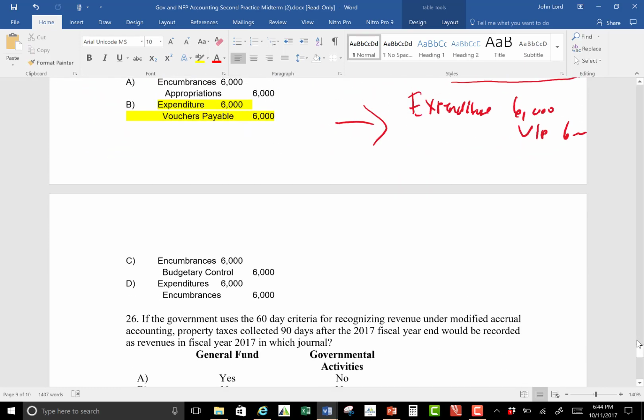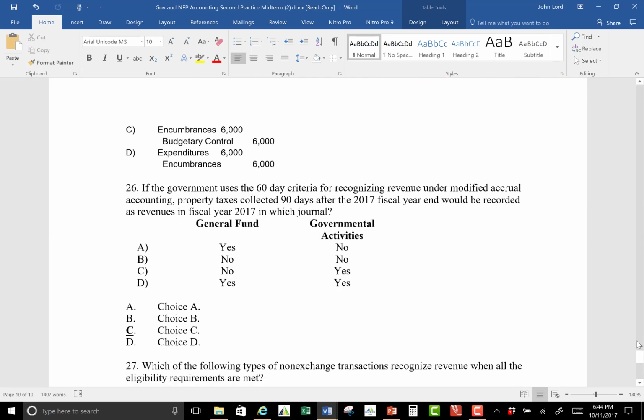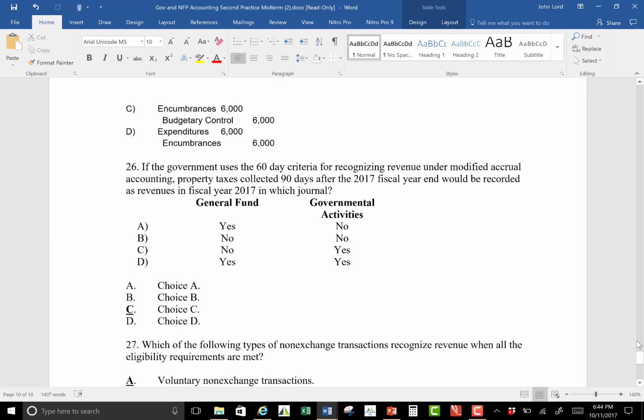Number 26. If a government uses the 60-day criteria for recognizing revenue under modified accrual accounting, property taxes collected 90 days after the 2017 fiscal year end are not revenues of the general fund using modified accrual accounting, because they went outside the 60 days, right? They would be revenue for governmental activities at the government-wide level because we don't worry about collectability there, right? It's just if we met eligibility in time. So C, no, yes.